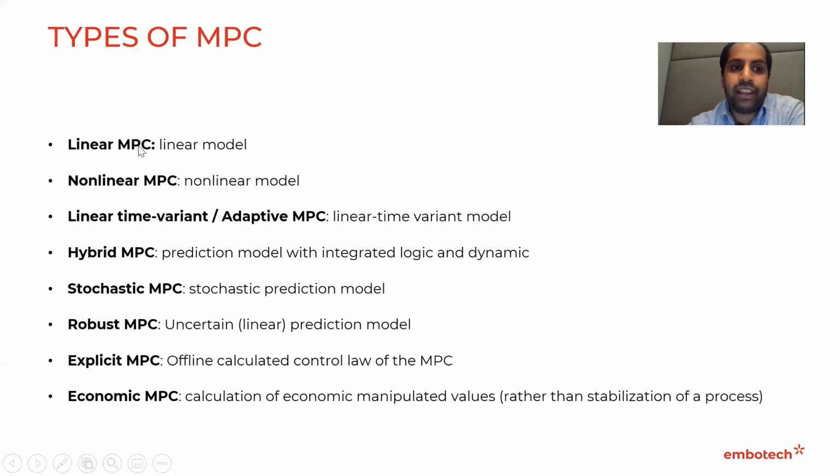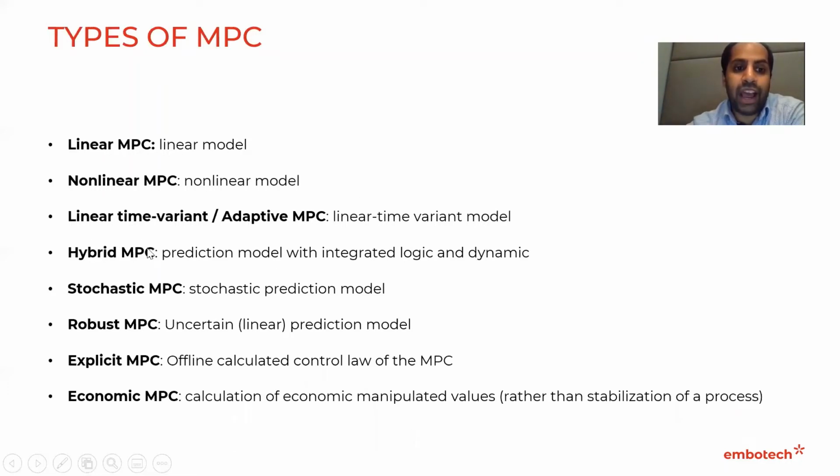If you have a linear model that you take into account for prediction and also linear constraints, then it's typically called linear MPC. If you have a nonlinear model or maybe nonlinear constraints, then it's called nonlinear MPC. One way in between linear and nonlinear MPC is linear time variant or adaptive MPC. Some people use the name linear time variant MPC, others use the name adaptive MPC, and there you have in every time step a linear model, but this model changes from time step to time step.